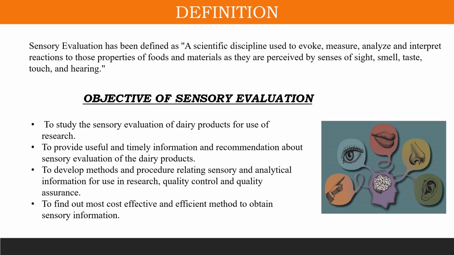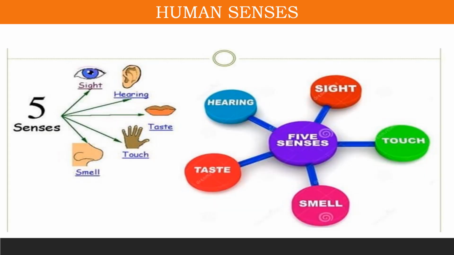What is the objective of sensory evolution? To study the sensory evolution of dairy products for use in research, provide useful and timely information and recommendations about the sensory evolution of the dairy products, to develop methods and procedures relating to sensory and analytical information for use in research, quality control, and quality assurance, and to find out the most cost-effective and efficient method to obtain sensory information.